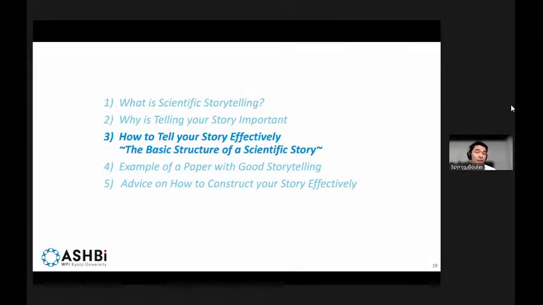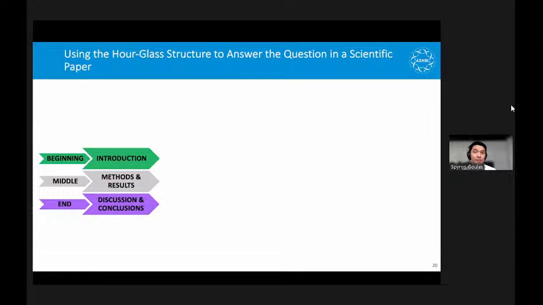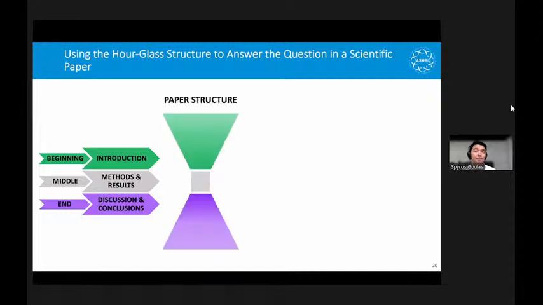Next, in order to understand how to actually tell a story effectively, first, it is necessary to understand the basic overall structure of a scientific paper. Firstly, if we look at each section of a paper, the beginning corresponds to the introduction, the middle to the methods and results, and the end to the discussion and conclusions. If we then look at the structure of the paper, it looks something like this.